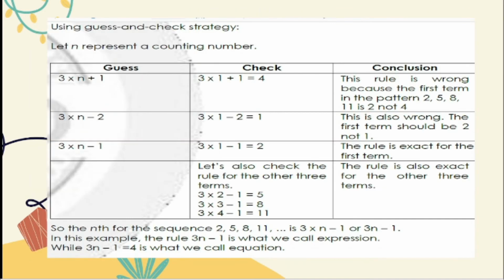Rules. Okay, let's continue. Go back. Or 3n minus 1. In this example, the rule 3n minus 1 is what we call the expression, while 3n minus 1 equals 4 is what we call the equation. So that's the difference between expression and equation.